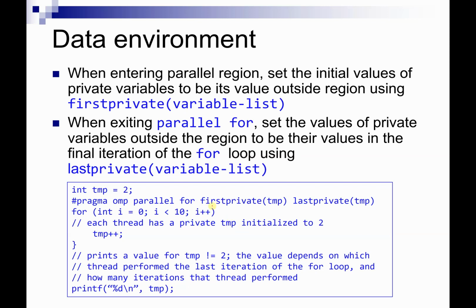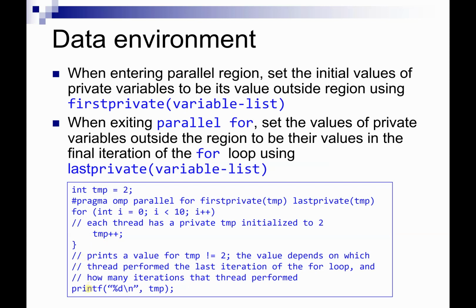Okay, but because you called this firstprivate here, and because temp was equal to 2 outside of the parallel region, the initial value for this temp is going to be 2. Then you're going to increment temp starting from 2, so you end up with some value of temp which is more than 2. And when you call lastprivate, this is saying that whatever value of temp you ended up with becomes the new value of temp after you exit this parallel region.